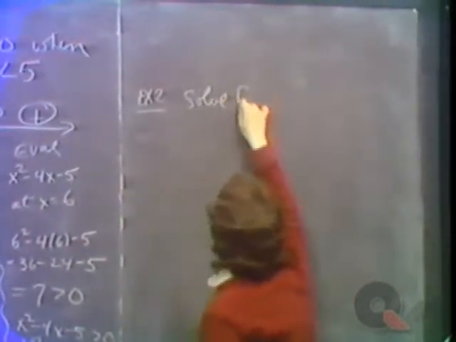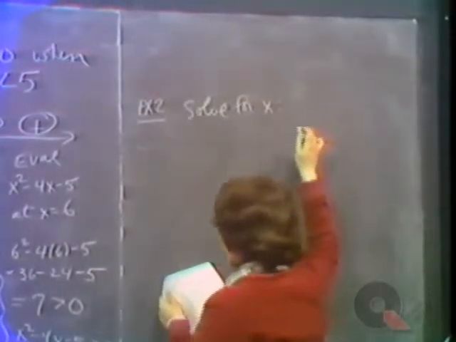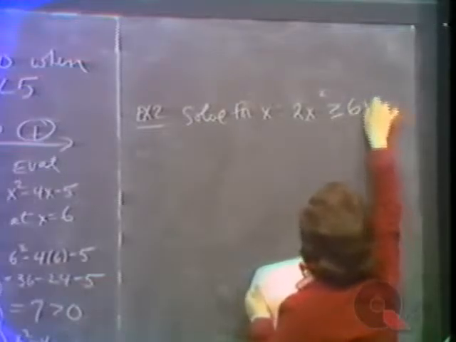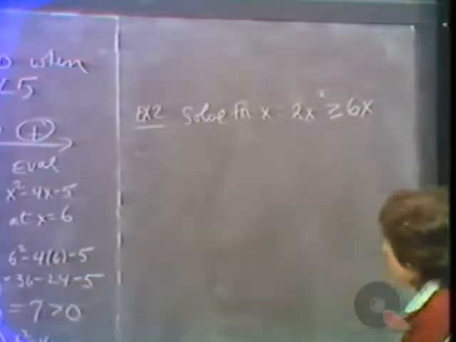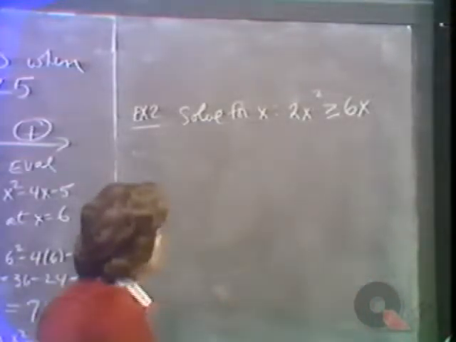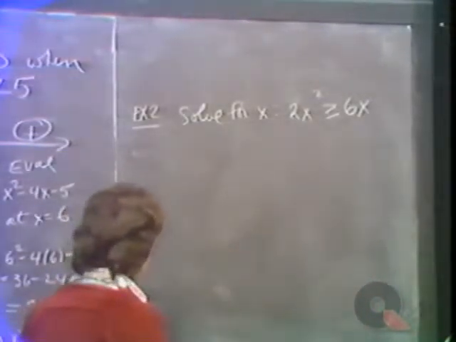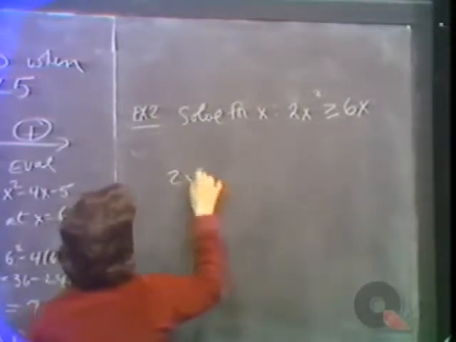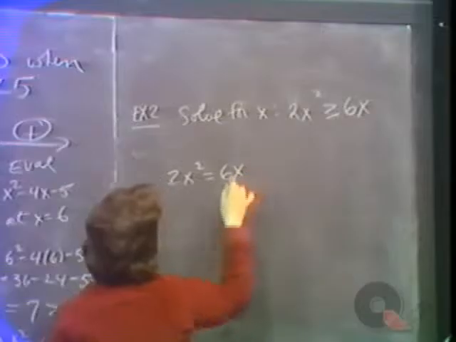Solve for x. 2x squared greater than or equal to 6x. Okay, first we're going to try to solve the corresponding equation. That is 2x squared equals 6x.